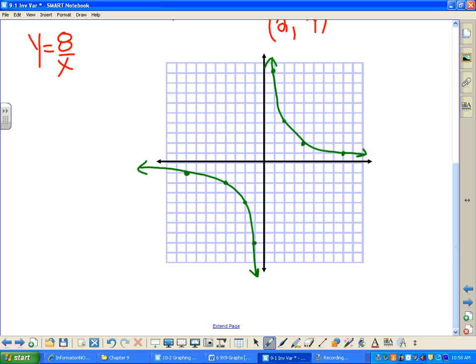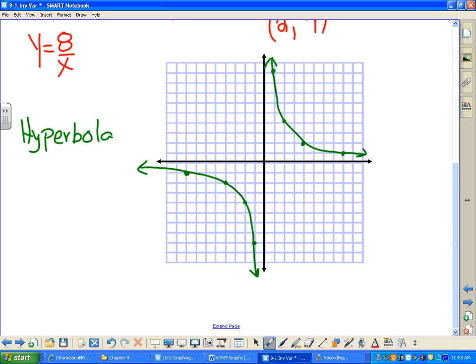This has a name. We're going to study it a little bit later this year. It's a hyperbola. It's a conic section. But that's what these graphs are going to look like. That's their basic shape. They have those two asymptotes that they're never going to touch, and it just looks like two curves, two branches. So that's just the basic shape.